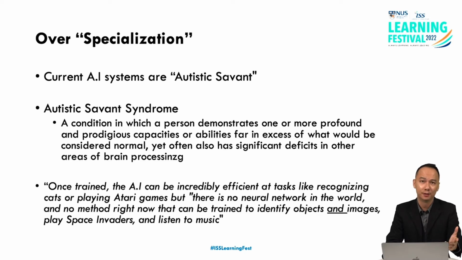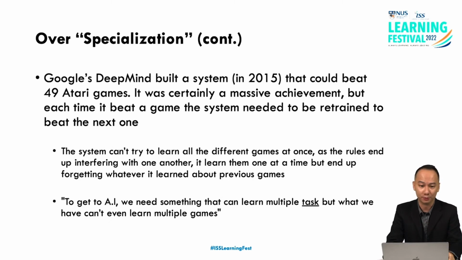Because once you train the AI solution, it can be incredibly efficient in a task like recognizing cats or specific animals, playing specific computer games, but there is no centralized neural network that actually correlates everything. You cannot train them to identify objects in images and play games at the same time. The keyword is "and". They are unable to do multiple things well at the same time. One thing at a time, fantastic. Multiple, not so. So my example to articulate this would be Google's DeepMind.